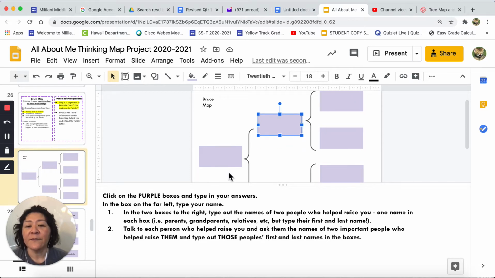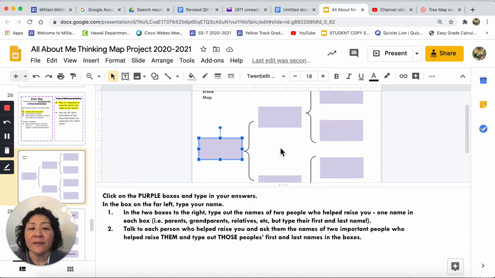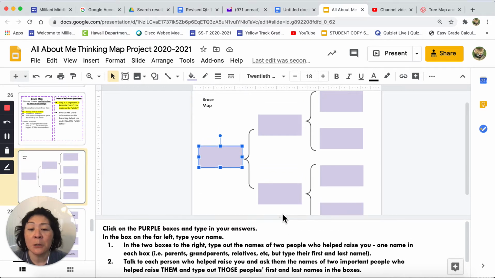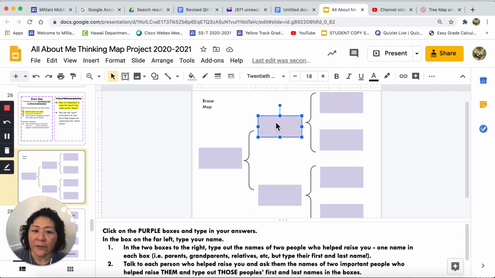In the box on the far left, the one all by itself, you will type in your name. We would like you to type in your first, middle, and last name, everything, okay? In the two boxes to the right, you are going to type out the names of two people who helped raise you, one name in each box. We know that families are different, so maybe you were not raised by a mom and a dad. You're just going to choose two people that you feel raised you. So maybe it was dad and grandpa. You'd write your dad's name here and your grandpa's name here, one name in each box. That's why there's two, 1 and 2.